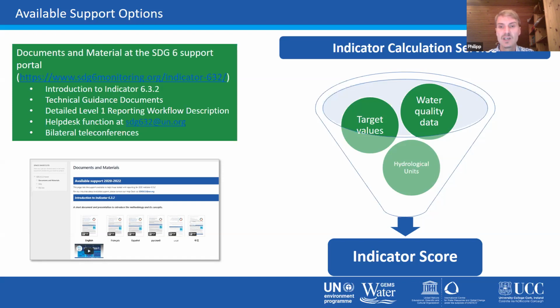calculating the final indicator, you can approach the help desk, and the GEMS Water Data Center can support you if you provide us with the monitoring data, and if existing, also additional information about national target values or any other target values that you have, as well as information on the hydrological units that are being used in your country. And we will then collaboratively work on helping you to calculate the indicator.